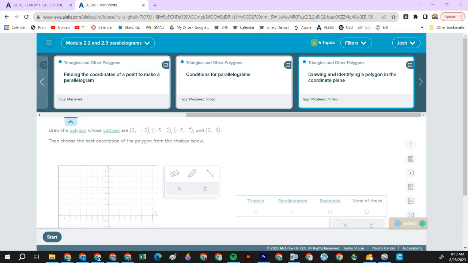Today we're working on module 2.2 and 2.3. They both were kind of small, so I lumped them together.